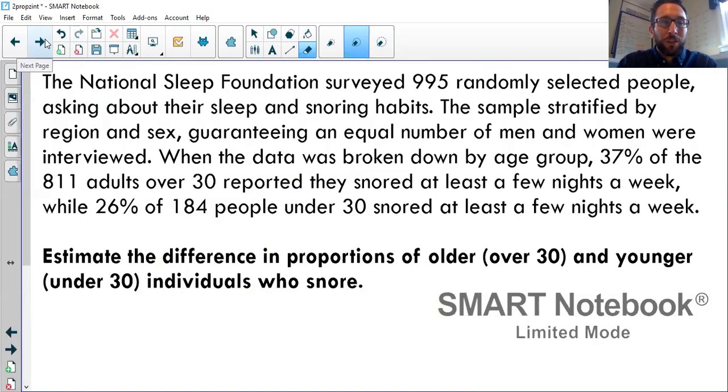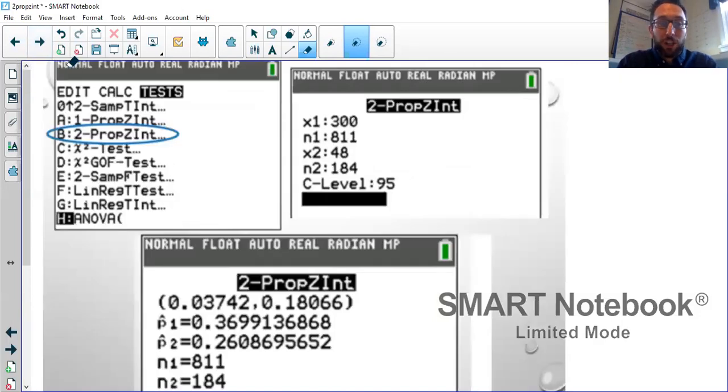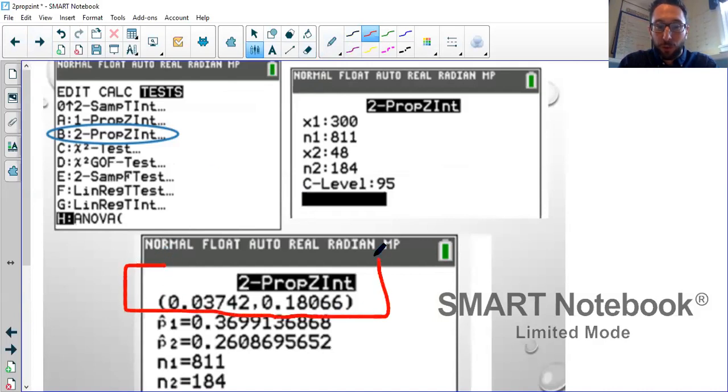So anyways, in the other video, we did in fact create our 2 proportion z interval. And so we estimated that the true difference in proportions of older and younger individuals who snore is between 3.7% and 18.1%. And we did that with our 1 being the over 30 group and our 2 being the under 30 group. And the calculator always does 1 minus 2. So we have this order of subtraction.